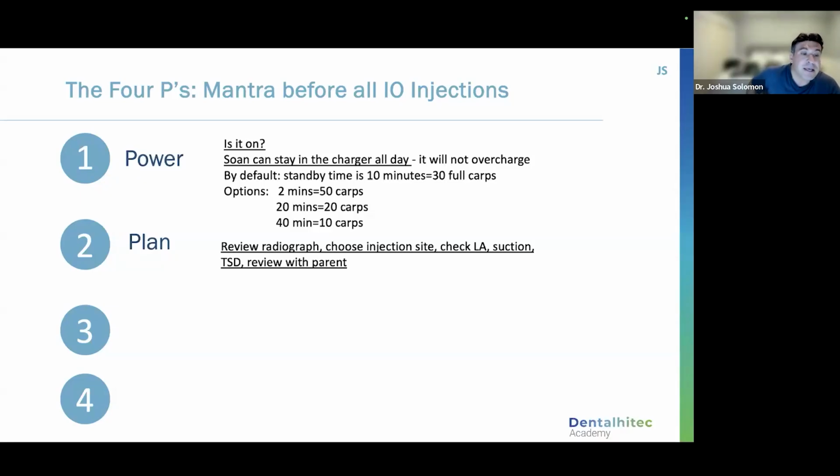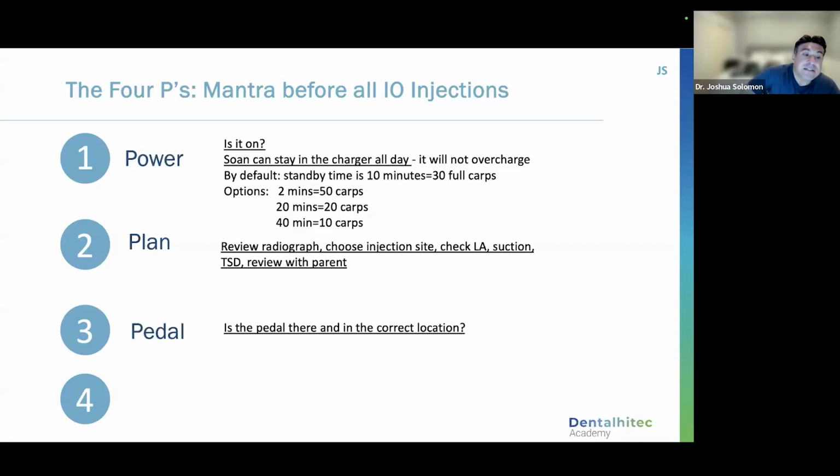Then number 2 is my plan. Review your radiographs. Every single time, Dr. Bynum mentioned this multiple times. I need you to make sure that you're injecting into an area that has organized bone. If you have an abscess between A and B and there's a big area of radiolucency there, you can inject all day into that area, but you may not get profound local anesthesia. You may need to think about picking a site that is more mesial or distal or palatal, so where you need to get profound local anesthesia. So I'm going to check my radiograph. I'm going to make sure my site is good.